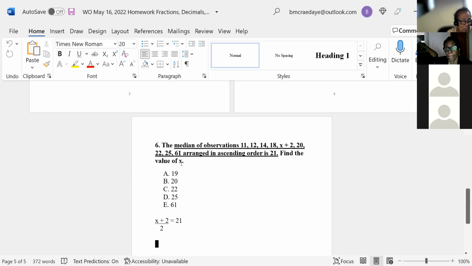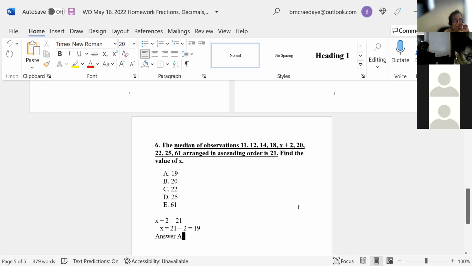Okay, X plus 2 is in the middle, so you really don't have to do all this. X plus 2 is 21. So what is X? X is 19. That's the answer. X equals 21 minus 2, which is 19. So answer A. Just like that. That's it.